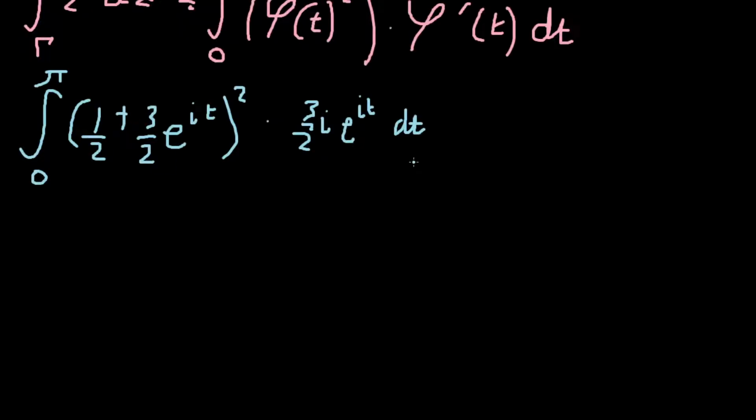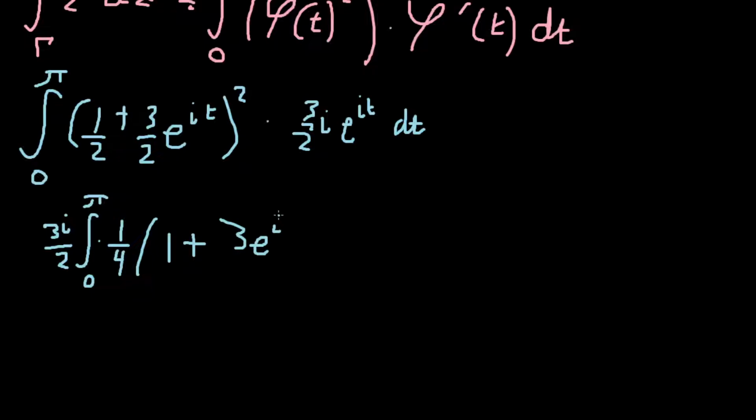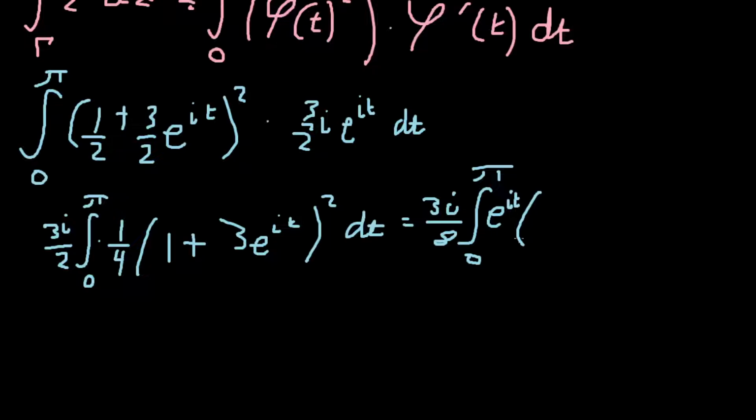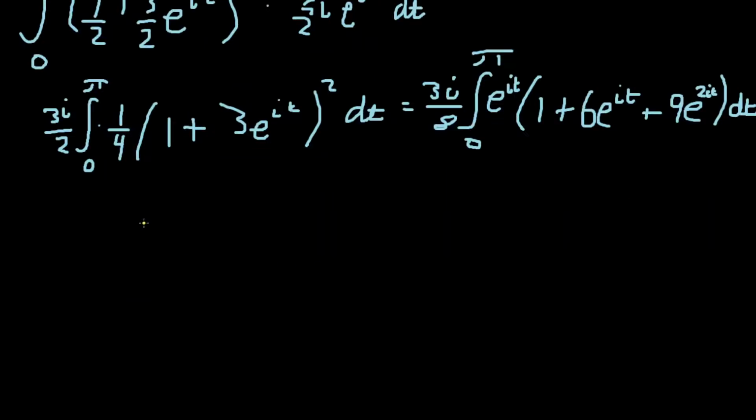And let's bring this constant out to the front. We get 3i over 2 times the integral from 0 to pi of, and we can factor out a half from here, so 1/2 squared, factor that out, (1 plus 3 e to the it) squared dt, which is nothing other than 3i over 8 times the integral from 0 to pi of e to the it multiplied by this. If we just expand out, it's 1 plus 6 e to the it plus 9 e to the 2it dt, which is easy to evaluate.